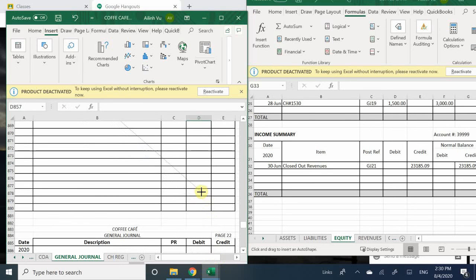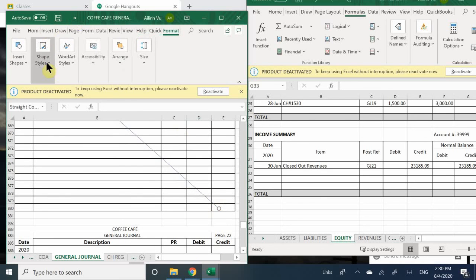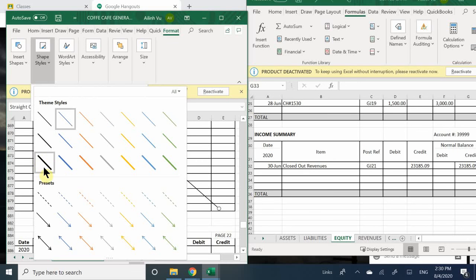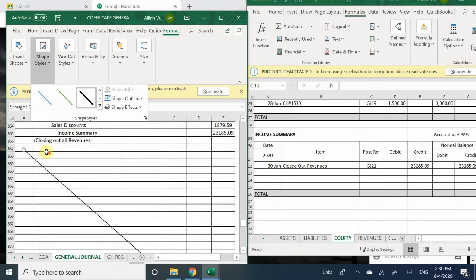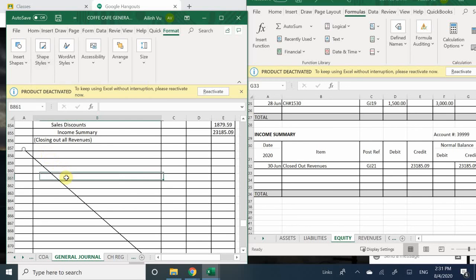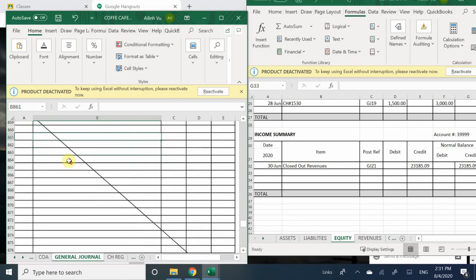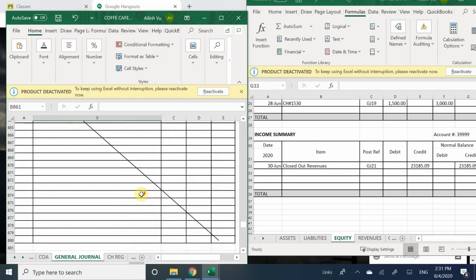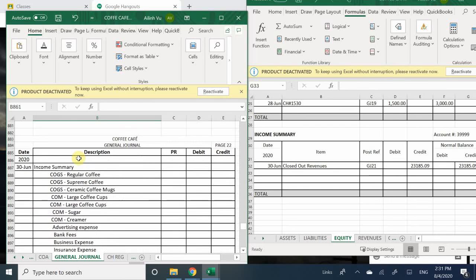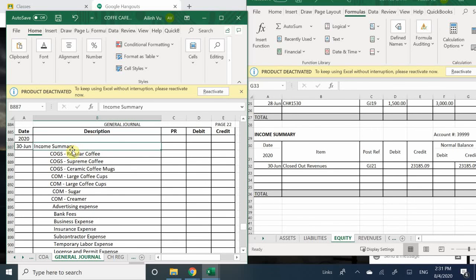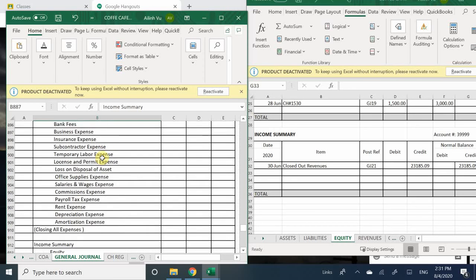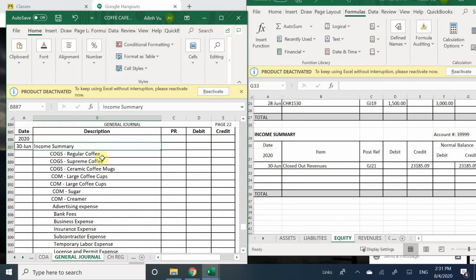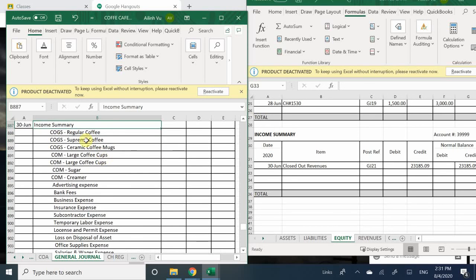Come on. And I think I'll... okay, so... ooh, where'd it go? So there's my line. It's right there, okay? So that means there's no possibility anybody can write something in there. Why? Because the next part is we're going to close out into income summary all of our expenses. Yay! Fun.